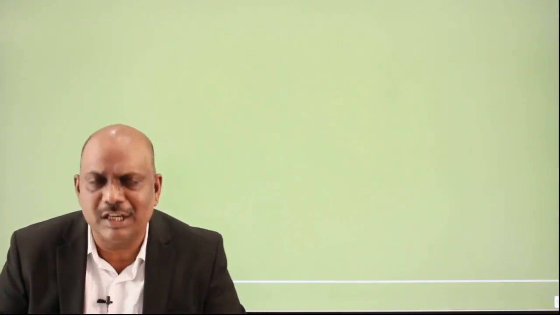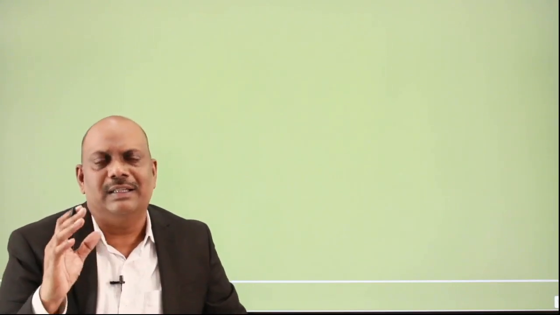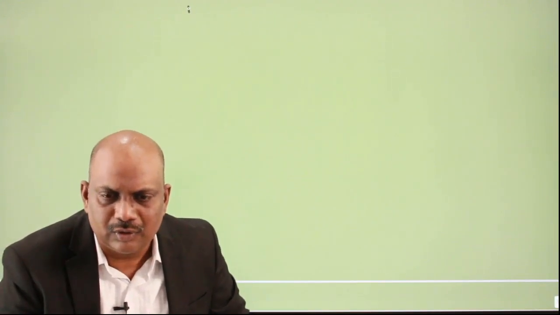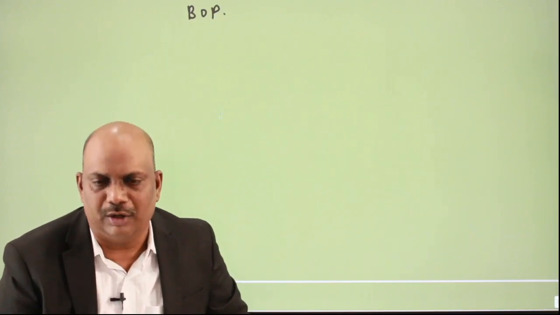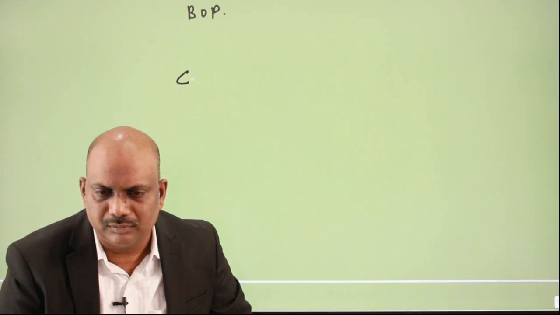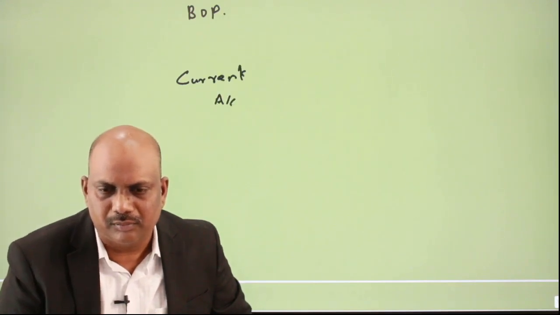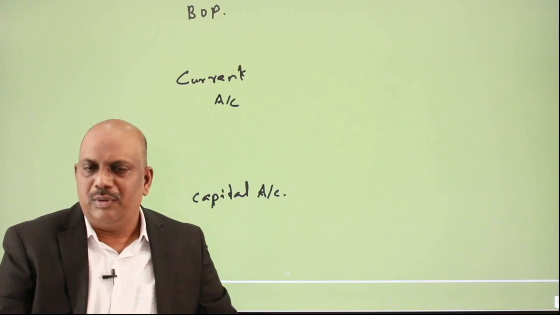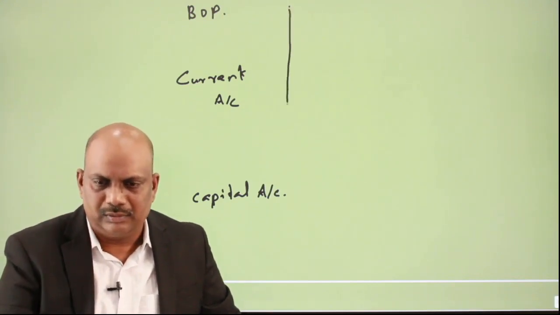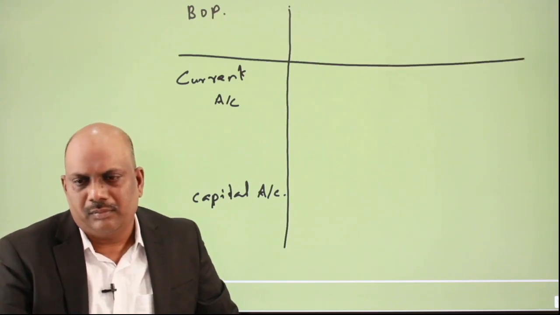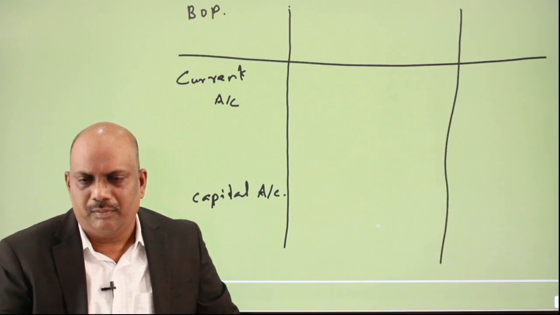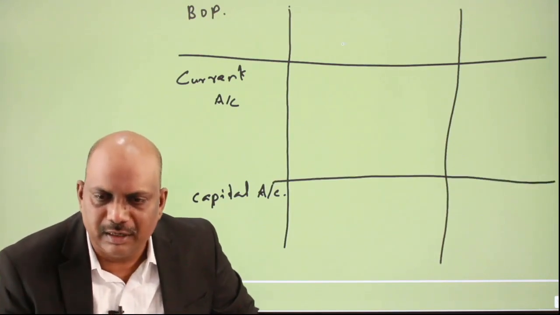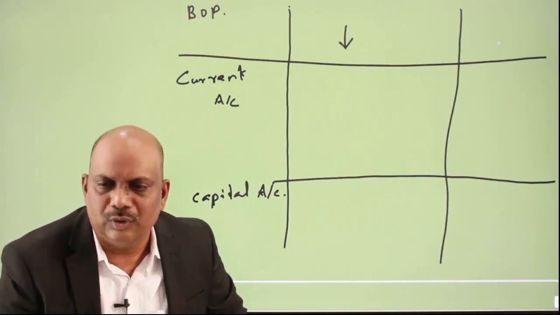As I told you, balance of payment refers to the systematic record of transactions which the residents of a country make with the rest of the world. So balance of payment we can broadly classify into current account and capital account. By these transactions we will get income. Money will come into the country and money will also go out of the country.